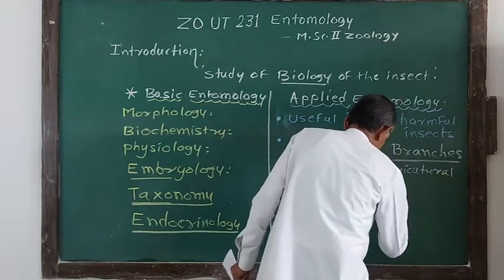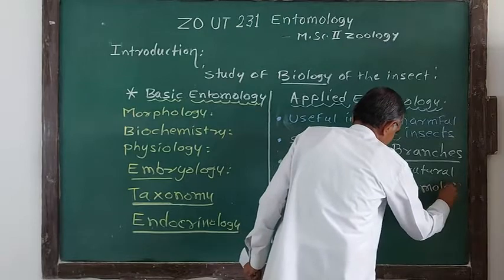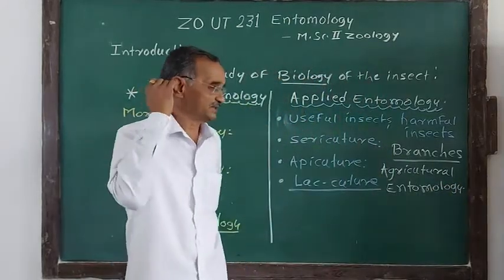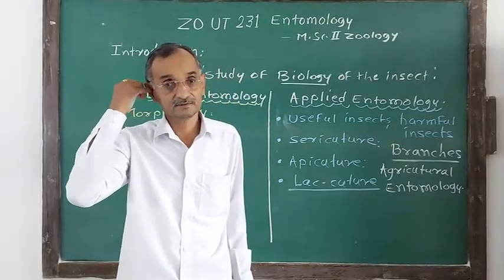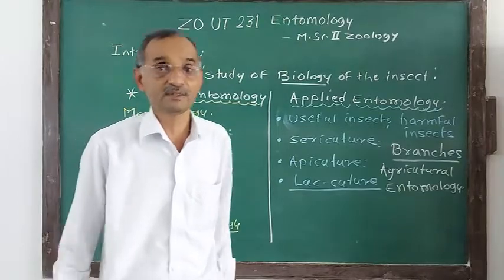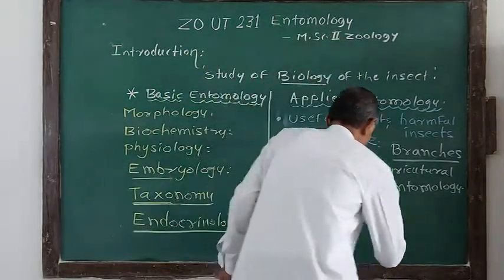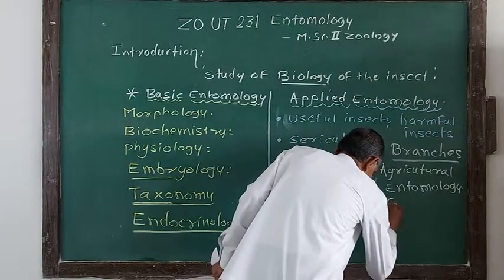Agricultural entomology. This is one more branch in which we can study different types of pests which are harmful to the crop of farmers, which are destructive to the crop of farmers. Then forest entomology. This is another branch. This is the first branch. Second branch, forest entomology.